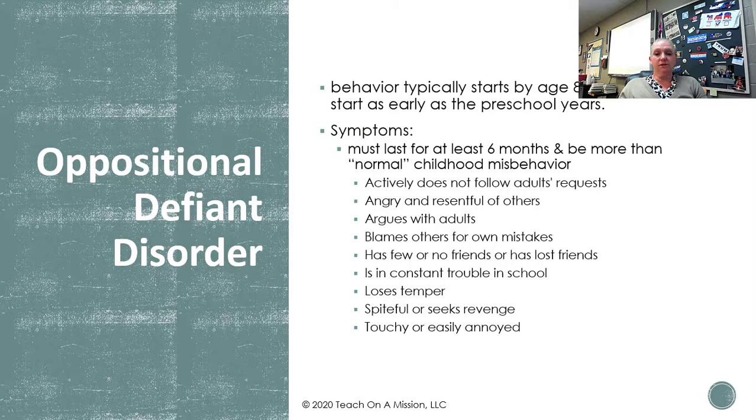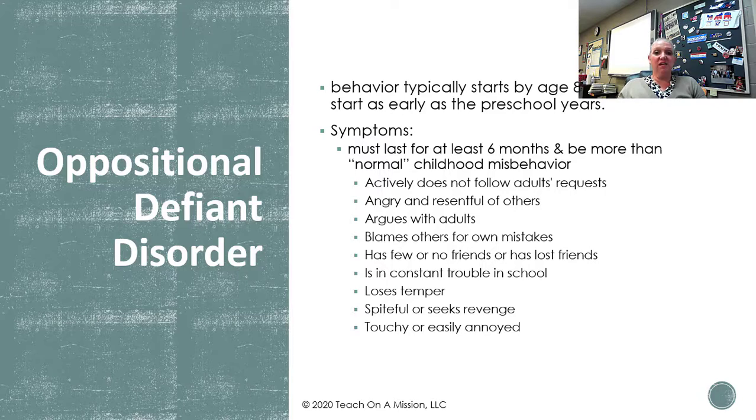So oppositional defiant disorder, typically the behavior starts by age 8, but it may start as early as the preschool years. So we're talking ages 3 and 4. The symptoms must last for at least 6 months and be more than normal childhood misbehavior. All children misbehave. So now you have to look at it from the perspective of what is beyond normal. What is normal misbehavior and what is not? What becomes abnormal and therefore disordered?